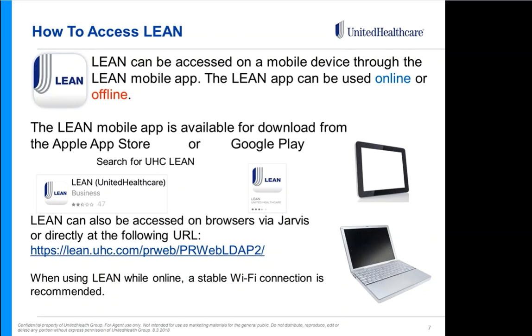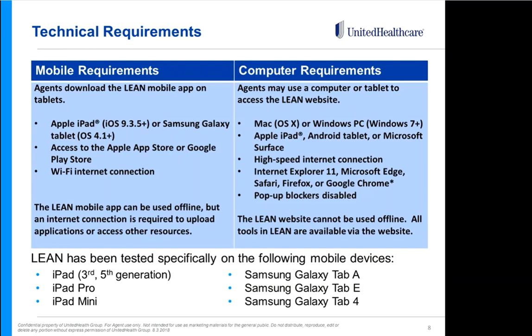UnitedHealthcare does not recommend using cellular signals with LEAN. If you rely on a cellular signal to be online with LEAN, we recommend using LEAN offline and uploading applications while on a Wi-Fi signal later. The LEAN mobile app is designed for Apple iPads and Android tablets, specifically Samsung Galaxies. You can use the mobile app offline, but you do need to be online to upload applications and use some other tools like Provider Search or AARP Medicare Supplement Insurance Plan's electronic application.